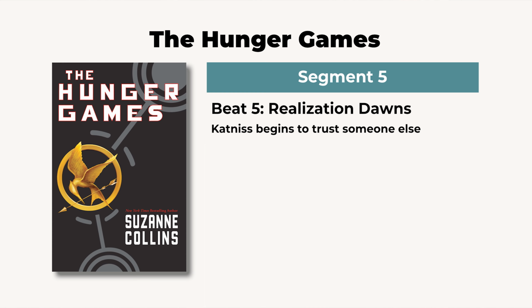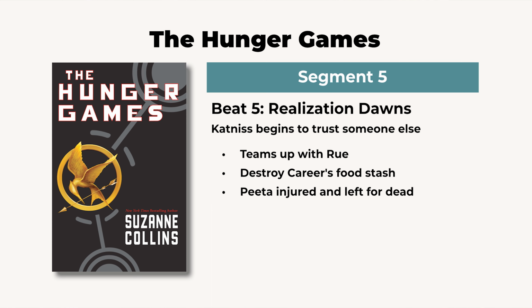At the Act 2 midpoint of The Hunger Games, Katniss begins to trust someone else. She teams up with Rue, who not only helped her escape the careers, but helped her heal the vicious stings she suffered. Together, they destroy the careers' food stash, which shifts the power dynamics and leaves the careers vulnerable. At the same time, Katniss learns Peeta was severely injured by one of the careers and left for dead. More cannon blasts announce more deaths. Is Peeta one of them?